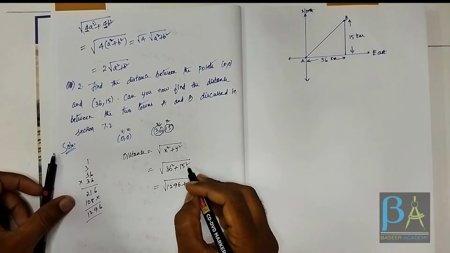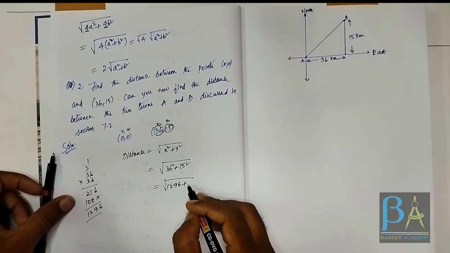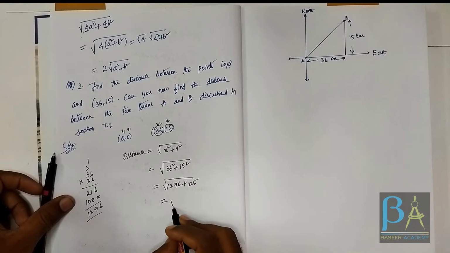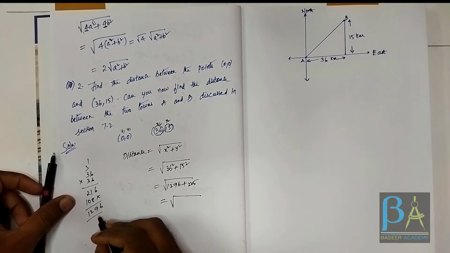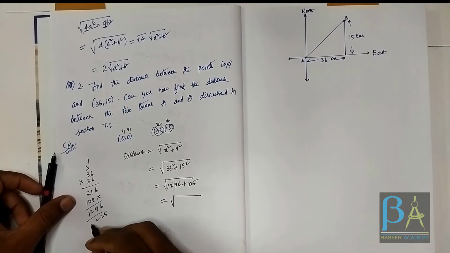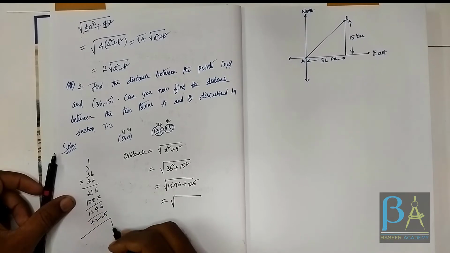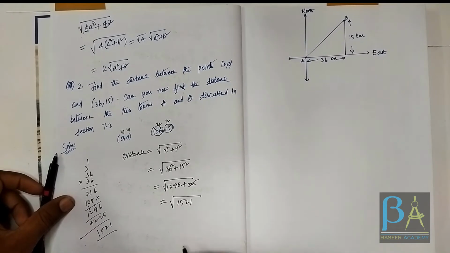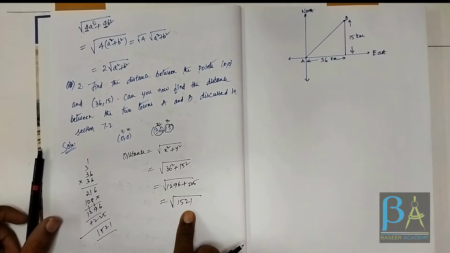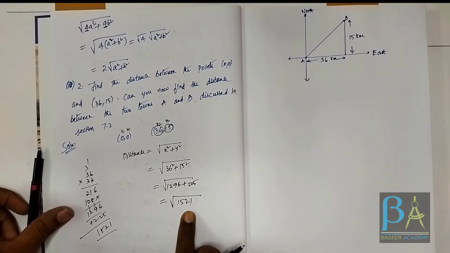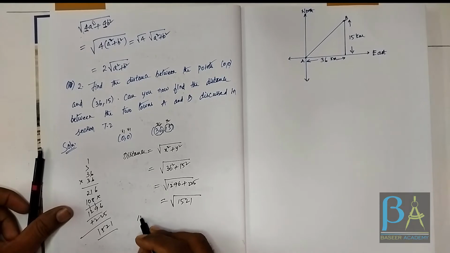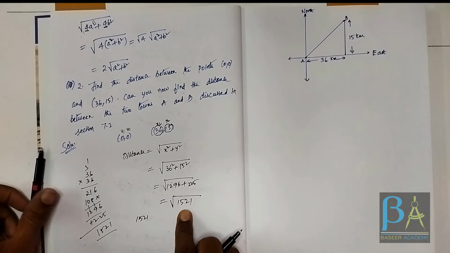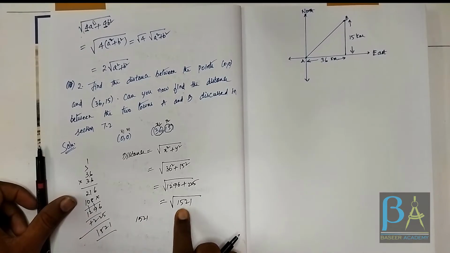And how much is 15 square? 15 square is 15 into 15, which is 225. Let us add them up. Now 1296 plus 225, if I add them, I end up getting 1521. Let us now find out the square root of 1521. I hope you know how to find out the square root of 1521. I mean, there are 2 ways to find out the square root of this number.